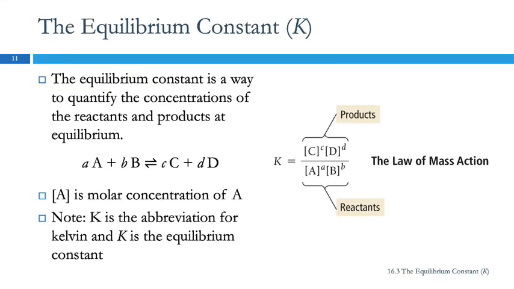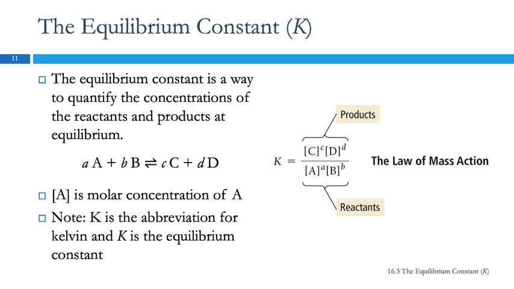The equilibrium constant is a way to quantify the concentrations of the reactants and products at equilibrium. This type of expression illustrates the law of mass action. I'm not going to quiz you on that, but if that term comes up, this is what they're referring to. The equilibrium constant is equal to the concentrations of the products raised to an exponent equal to their coefficient in the balanced chemical equation.